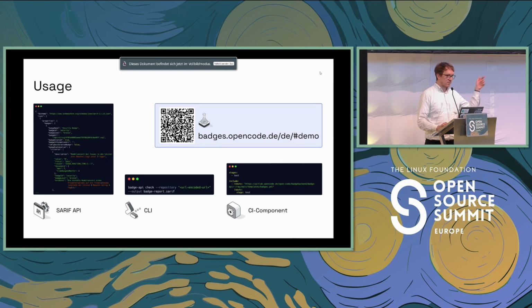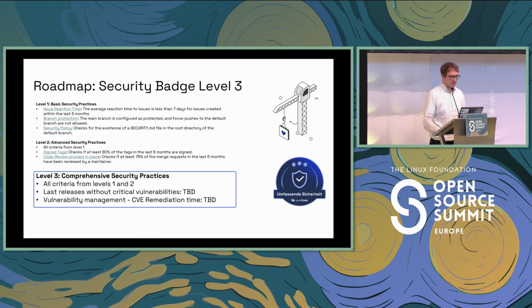On the technology side, we have a REST API, and you can use it in different ways to check against your project if you want to integrate it in your current development environment. On the roadmap is now the third part, the security badge. So far, we worked mainly on metadata, which we get from the repositories, from the communities, or something which is in the specific project.